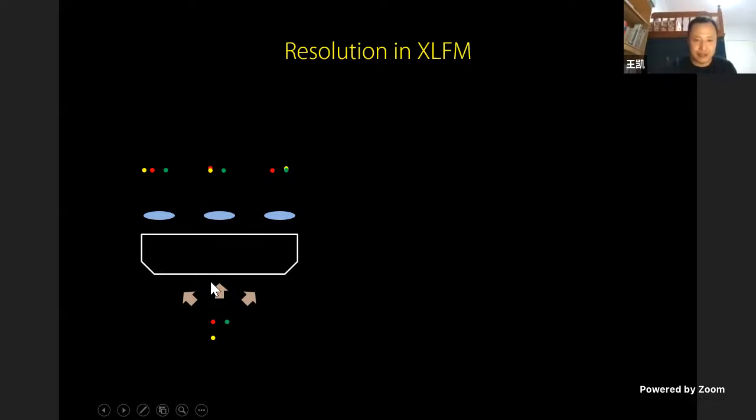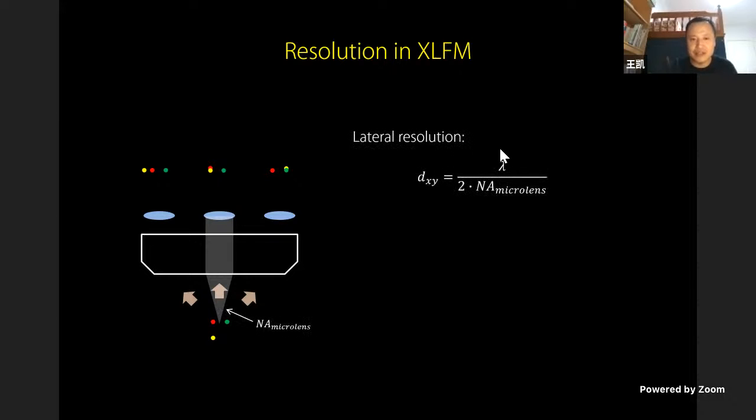Because this is a view from top, the red dots and the yellow dots overlap each other. So the lateral resolution determines whether we can separate, for example, the red dots from the green dots. That's easy to tell because that only depends on the corresponding numerical aperture collected by each microlens. And we can have the Rayleigh limit equation: the lateral resolution is determined by the numerical aperture of this microlens. Well, what's the axial resolution?